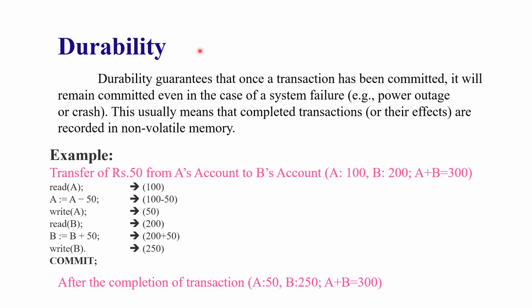Next, coming to durability. Durability says that whenever we perform a commit command, whatever changes were made during the transaction should be permanent in permanent or non-volatile memory. So even if there are any system failures or power failures after the commit command, the data should be in a consistent state as shown at the commit statement.